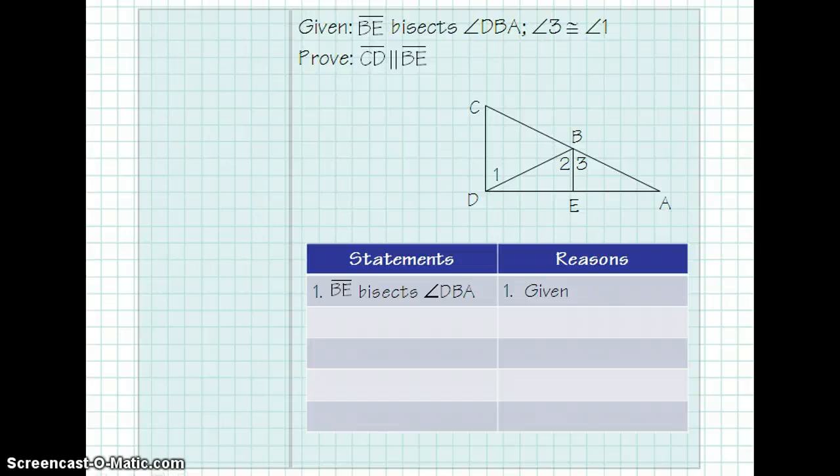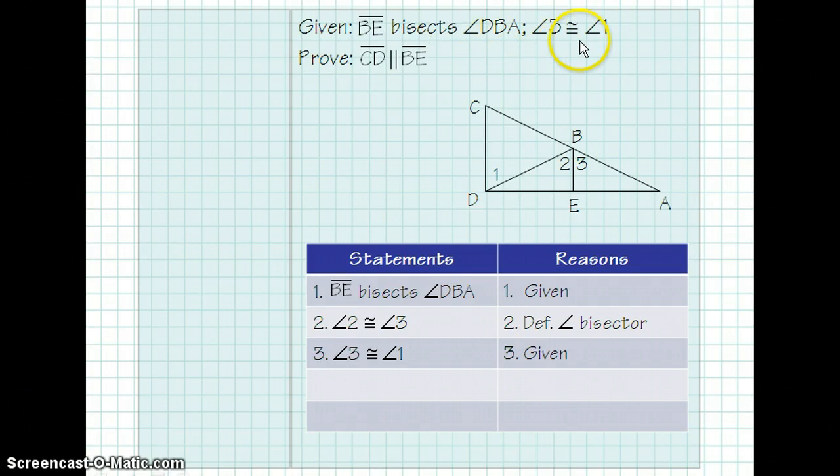Okay, so set up with our given statement, we know that BE bisects angle DBA, and that's given. Angle 2 is congruent to angle 3. That's my definition of angle bisector. Now, from my given statement, I didn't use both of these. I could, but I wanted to set it up a little bit better for the flow. So angle 3 is congruent to angle 1, which means that angle 2 is congruent to angle 1. And that should be the transitive property. Sorry about that. Because you've got 2 congruent to 3, 3 congruent to 1, so 2 is congruent to 1.